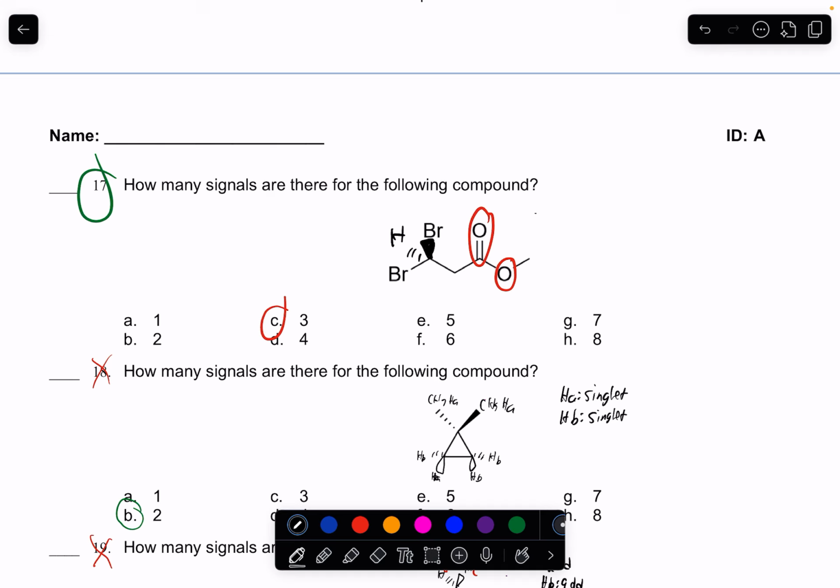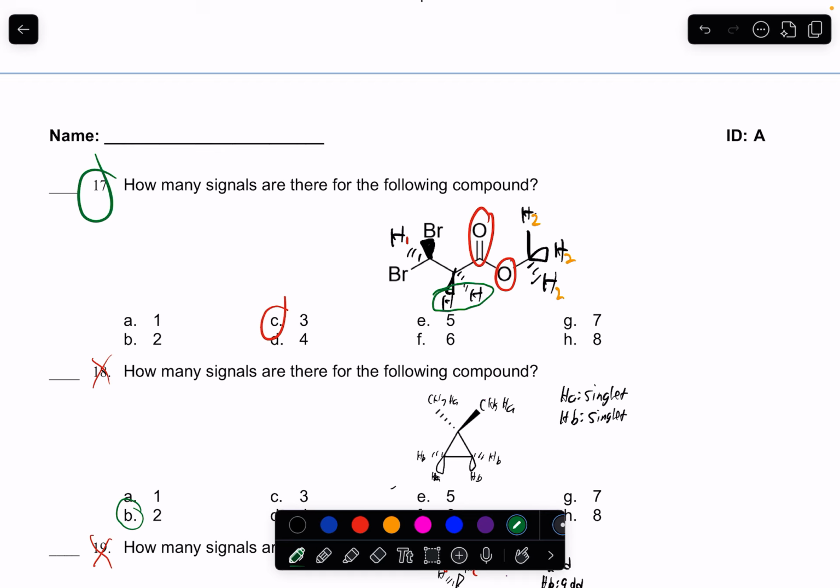And so looking over here, how many signals are there? Okay, there's one signal over here. I mean, there's one proton over there, and it's covered with two bromines. It's going to be a very distinct signal. And so we have one H over here, or we have a methyl group over here. We already know that these three are going to be the same. And so then we look over here. Are these two protons the same or different? I'll give you a few seconds.